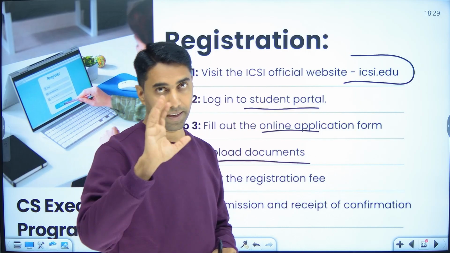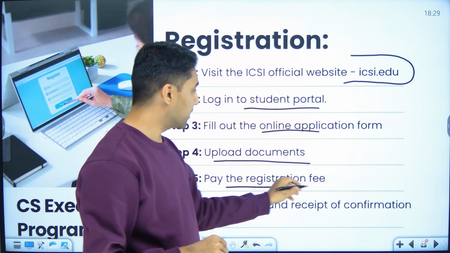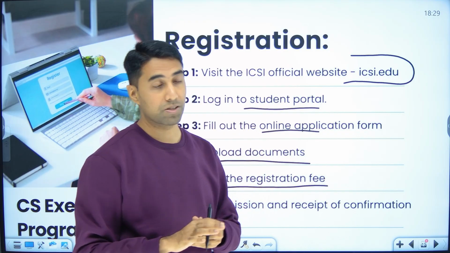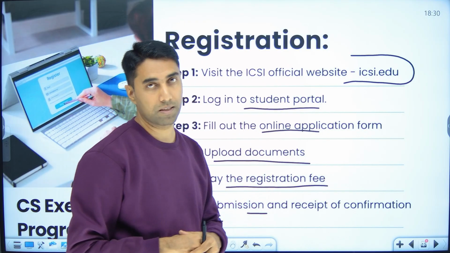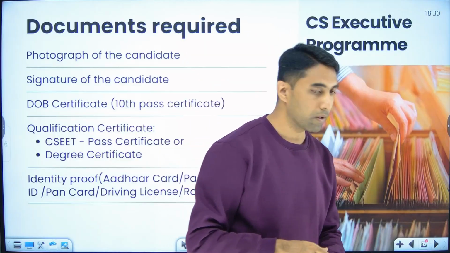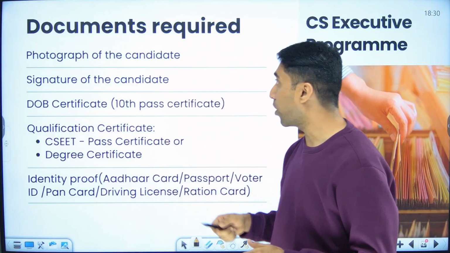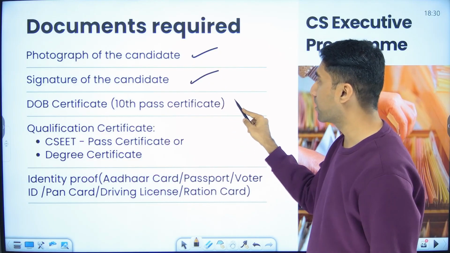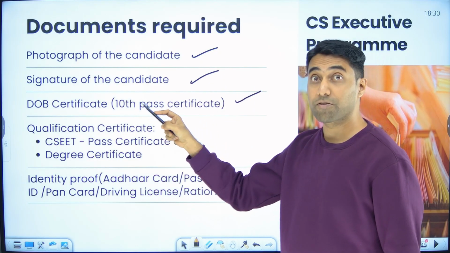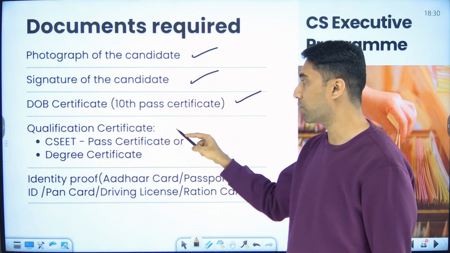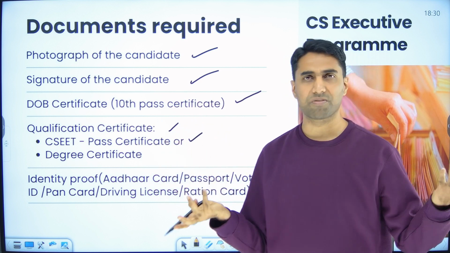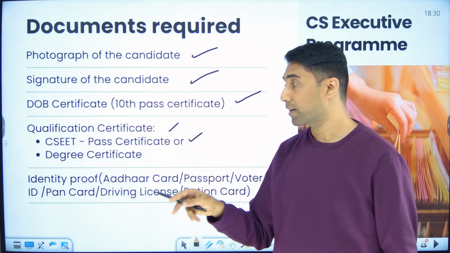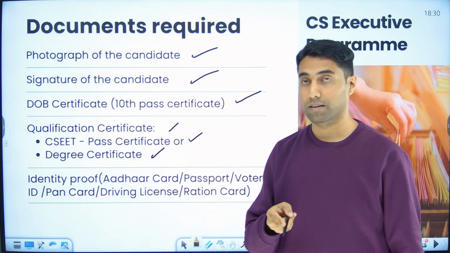Upload the documents. Again, I'll tell you the documents. Pay the necessary registration fees. Here, the fees is much higher. And the receipt you'll get by email or SMS. This is what you should understand. So what are the documents? Same: photo, signature, 10th pass certificate for date of birth proof, for your age proof, and qualification. If you have passed CSEET, the CSEET pass certificate is enough. But if you come through a degree, your degree certificate is necessary.